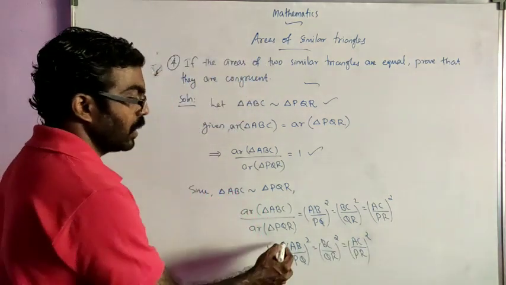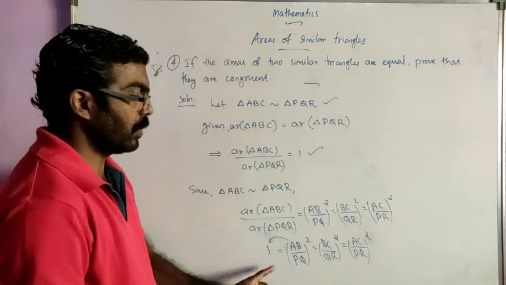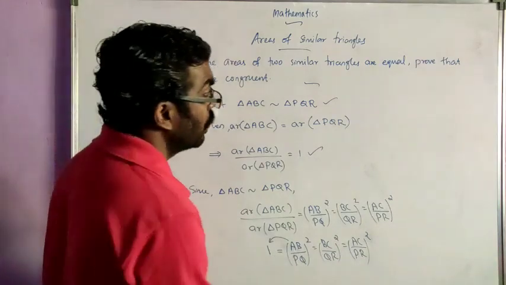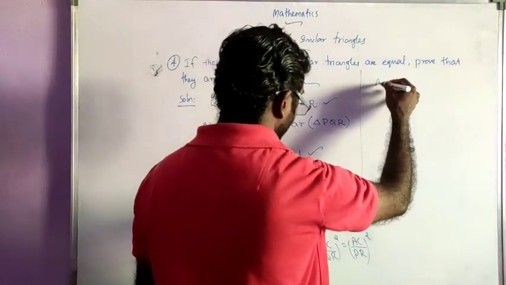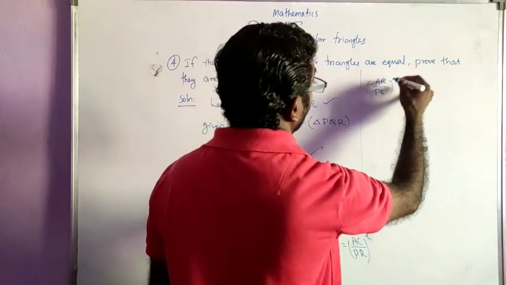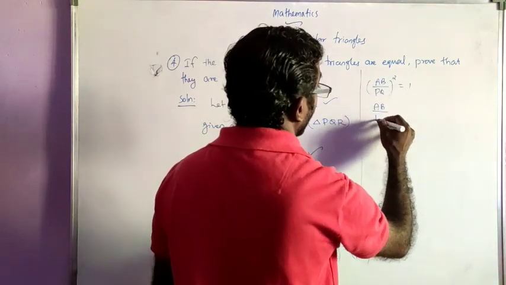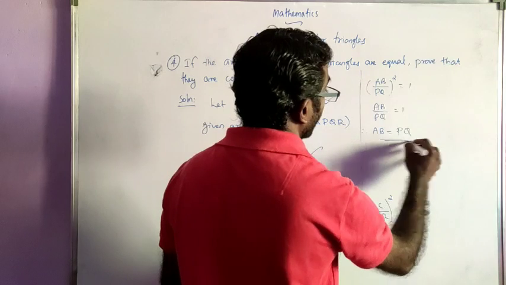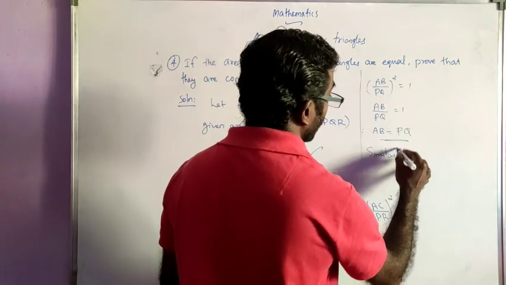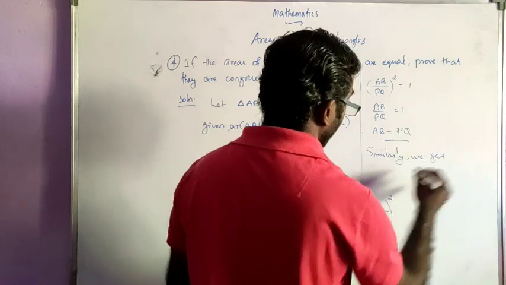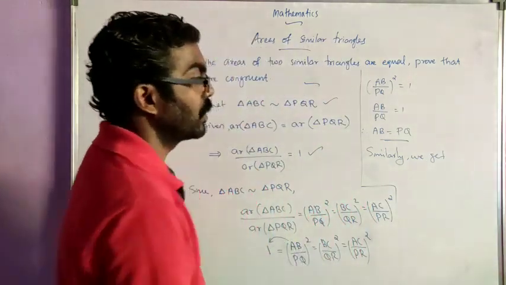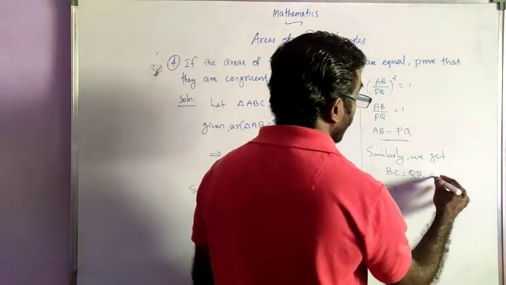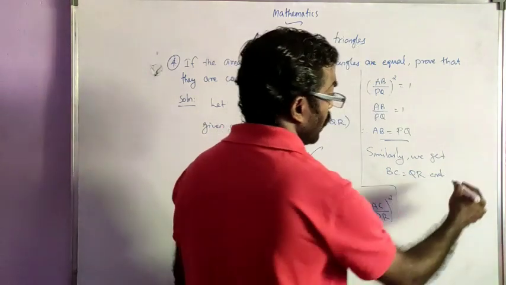Now we can equate each and every quantity to 1. AB by PQ the whole square equal to 1, BC by QR the whole square equal to 1, and AC by PR the whole square equal to 1. So first of all, AB by PQ the whole square is equal to 1, which implies AB by PQ equal to 1, that is AB equal to PQ. Similarly, BC by QR the whole square equal to 1, which implies BC equal to QR, and AC equal to PR.